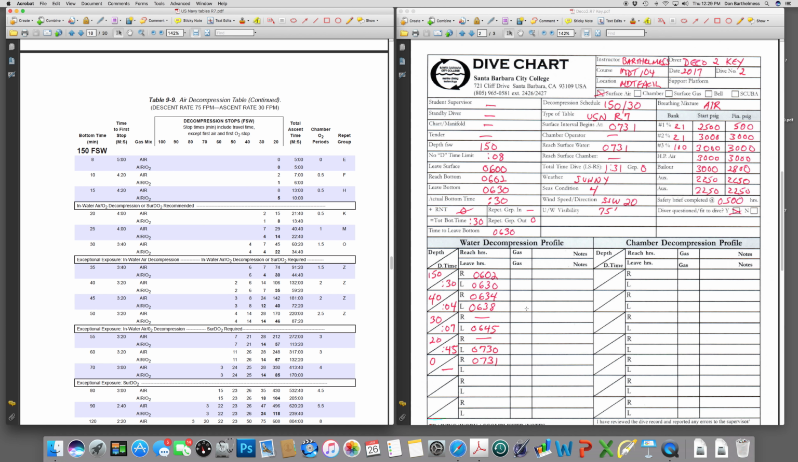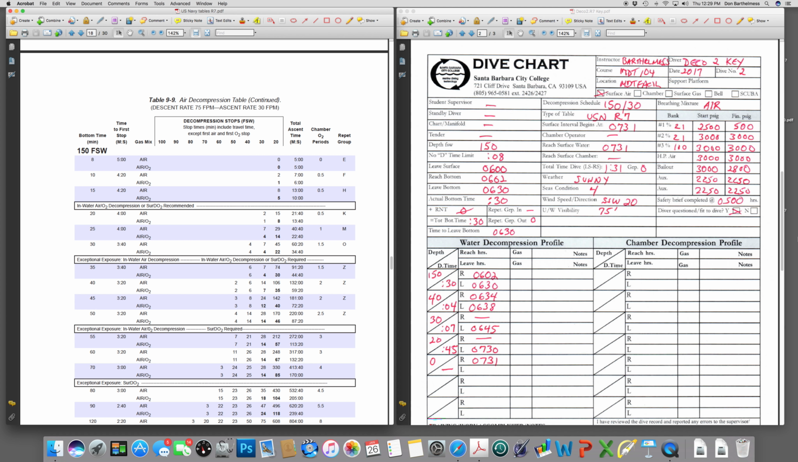Navy assigns us a repetitive group designation of O. We have no repet group going in since this is the first dive of the day. There is no residual nitrogen. So we'll put that O in there. Our bottom time is 30 minutes. There is no RNT. And our total bottom time is going to be 30 minutes. So we're reaching the surface at 7:31. Begin our surface interval at 7:31 as an O diver. Now, total time of dive is leave surface to reach surface. We left at 6 o'clock. We reached at 7:31, so it's an hour and 31 minutes.